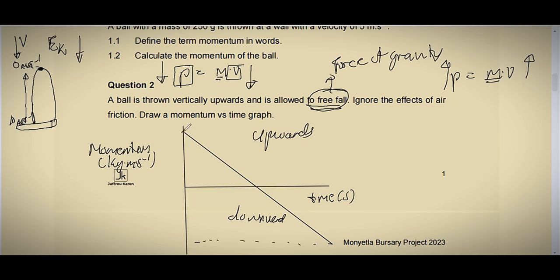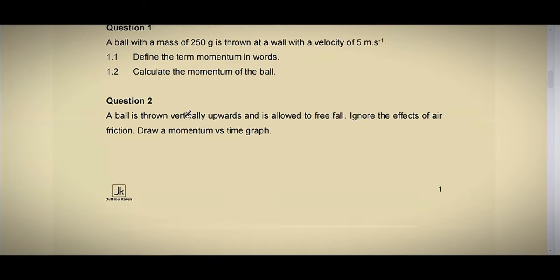So this value here and that value there are equal, right? Since this object is free falling. If it's free falling, we say the initial momentum at which it was thrown will be the final momentum at which it arrives back at the initial position from which it was thrown. So this is how you indicate the momentum versus time graph. So you would then go here and just say this is the momentum versus time graph. And this is how you would indicate that.